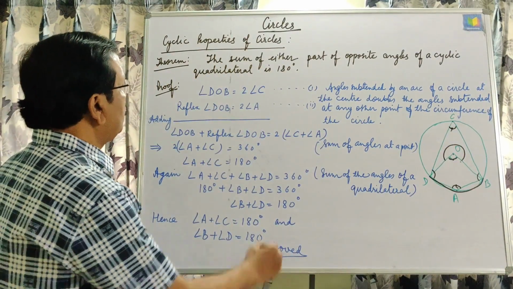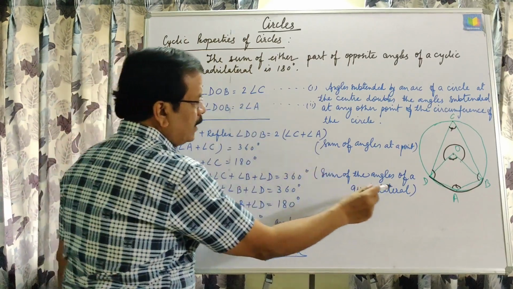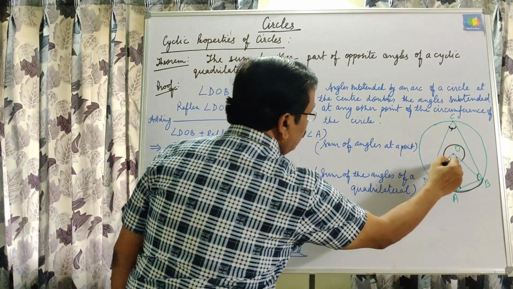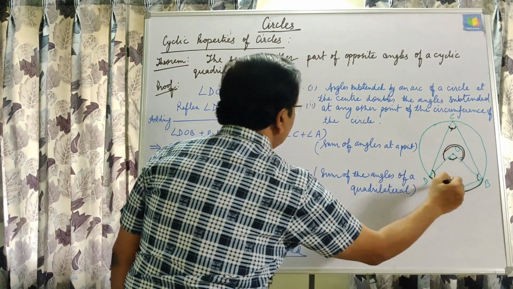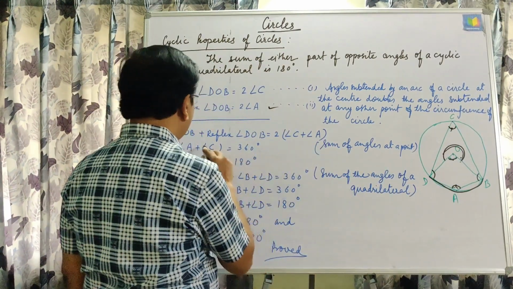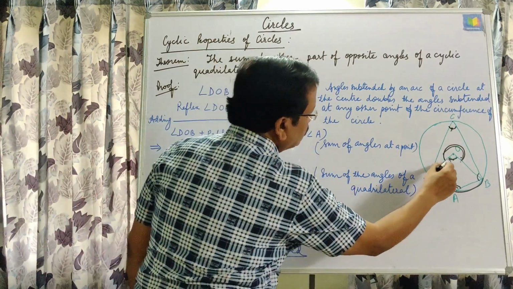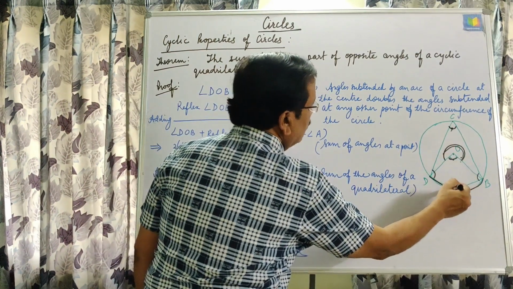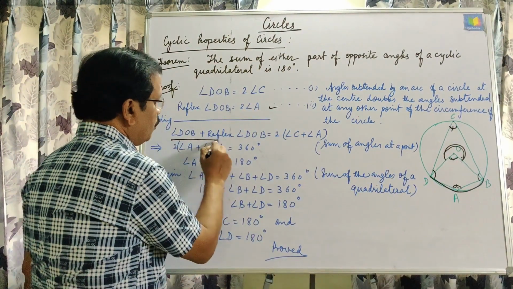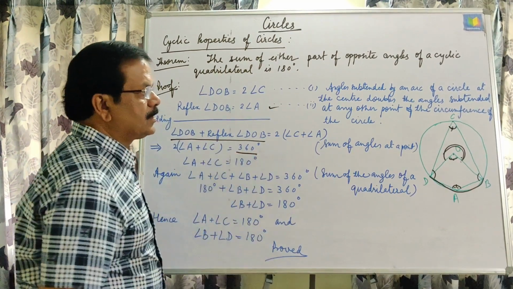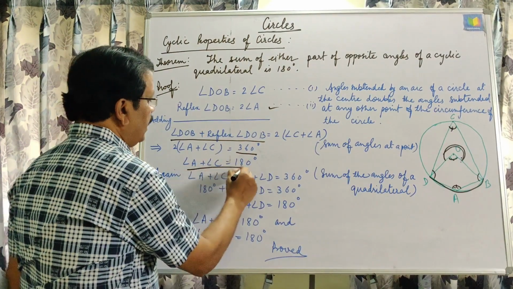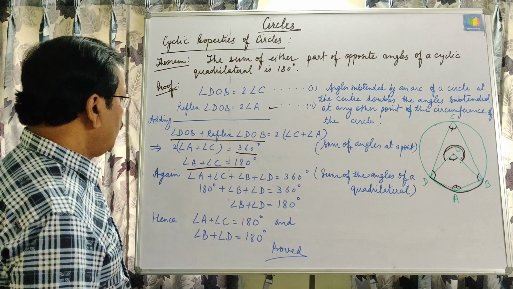You can see here the proof. Angle DOB is twice angle C. In the same way, the reflex of angle DOB is twice the angle DAB, and then adding these two equations we get angle DOB plus reflex angle DOB is equal to twice (angle A plus angle C). Then putting the whole angle as 360 degrees, because the sum of angles at a point is 360 degrees, we get angle A plus angle C is equal to 180 degrees.